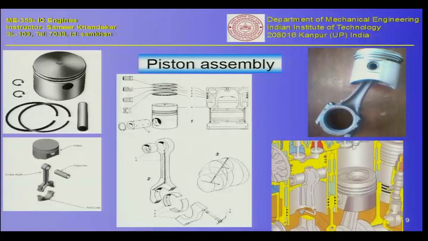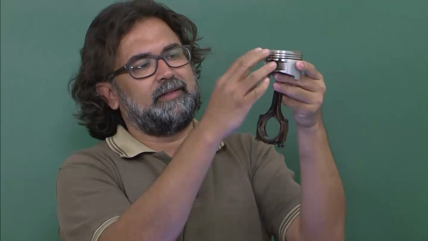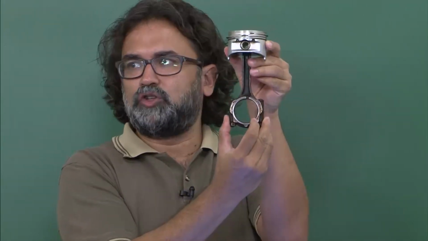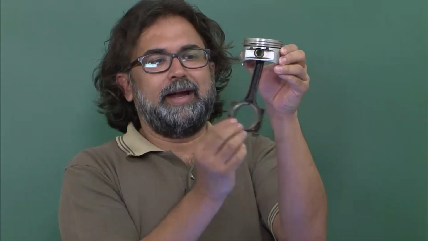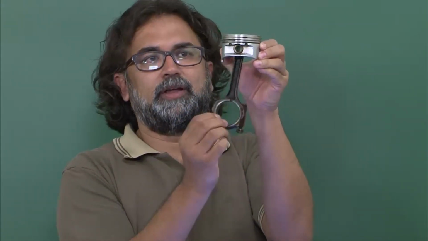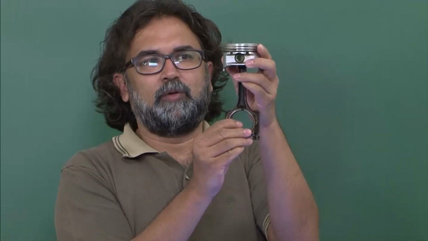Okay, so let us continue the discussion on the engine hardware part, and we have already seen the piston and the piston assembly. So today I have actually brought a piston, cylinder, piston and a connecting rod here to show you. This is an actual piston and the connecting rod. You can see the connecting rod here of an automobile engine.